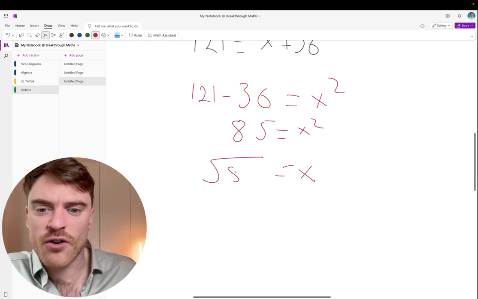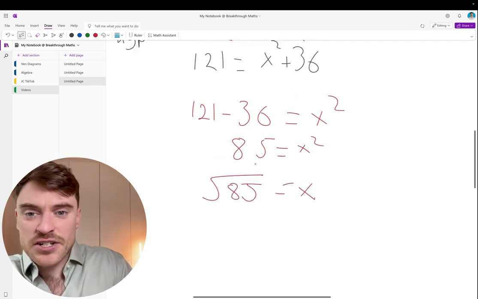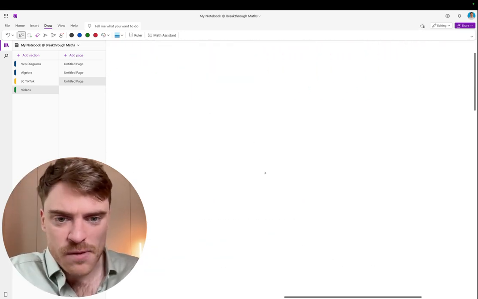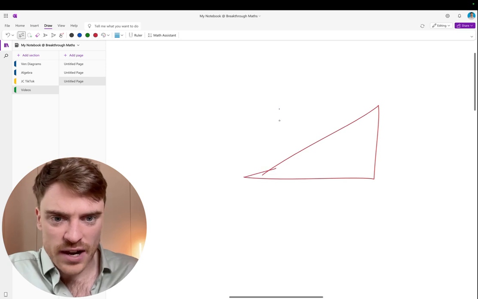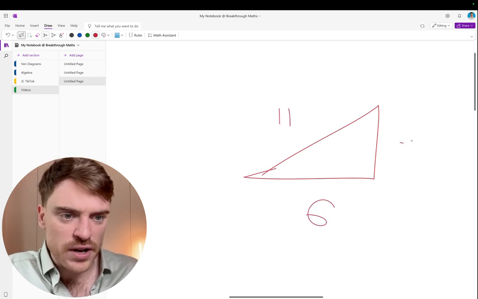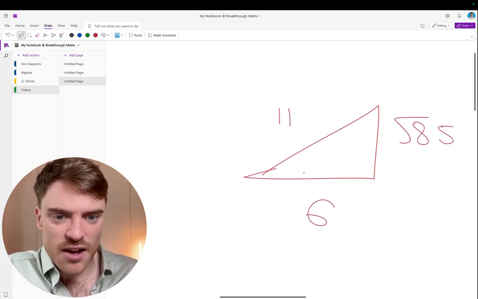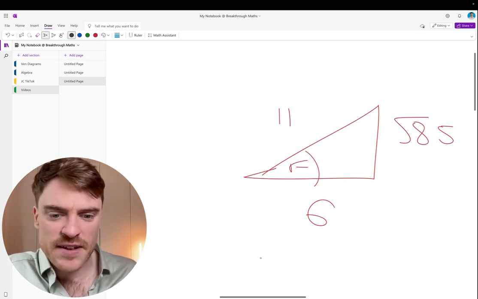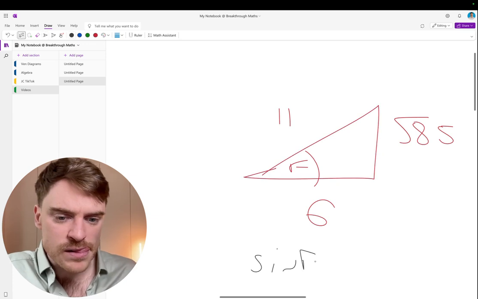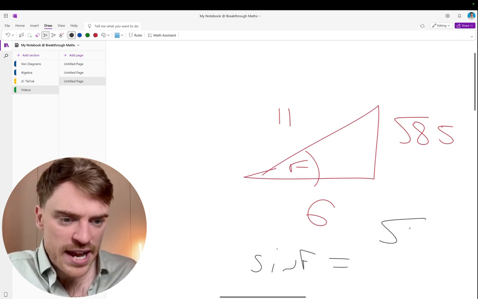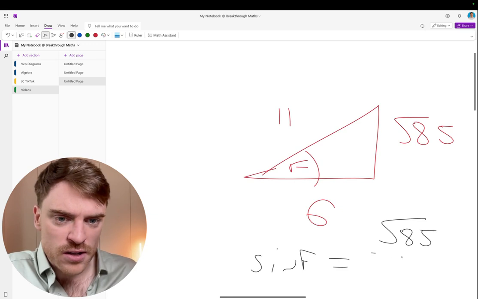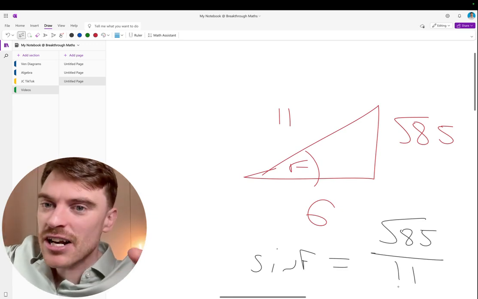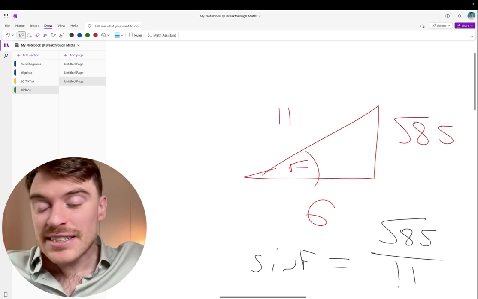Leave your answer in square root form. That's okay. And then you finish off your question because you now know the sides. This is the triangle now. You have 11, you have 6, and you have root 85. So what's sine of f? It's going to be opposite over hypotenuse. So sine f is equal to root 85 all over 11. Done. That's your answer. That is a lovely little question that involves some SOHCAHTOA and some Pythagoras.